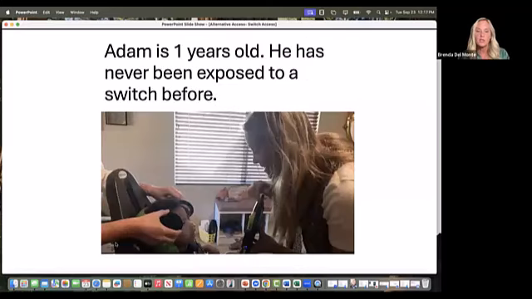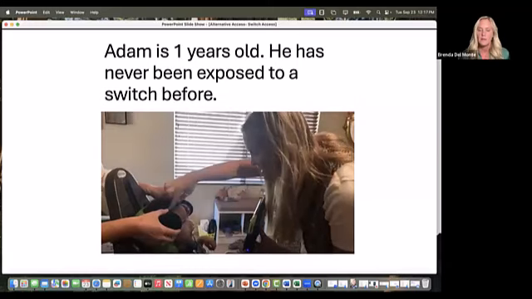This is a boy I taught two-step scanning with auditory preview. It's the first time he was experiencing switches and he was 1 year old. So if you're wondering if your child is old enough for switches, the answer is yes. And here is that experience.